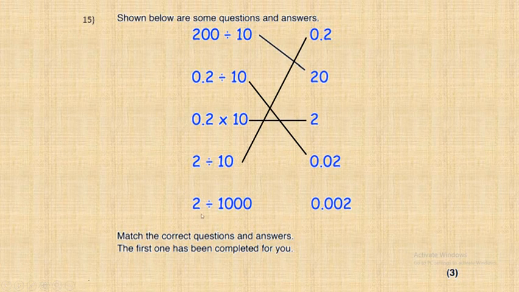And 2 divided by 1,000, it's going to be the same. I will move 3 steps to the left this time. So 1, 2, 3, which is going to be 0.002.